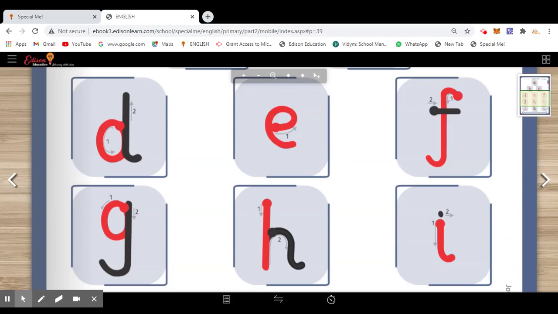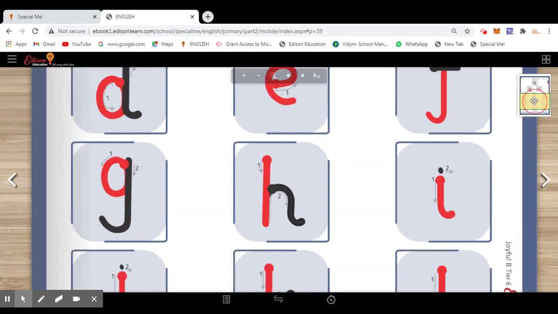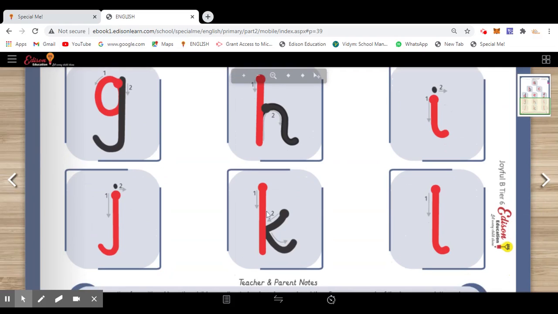So E is a phonic sound of letter I, and now you have to trace it with the help of your finger. And on top of it, you have to make a dot. So this is a letter I, and E is a phonic sound of letter I. Now come to the next letter. Look at here. Which letter is this? This is letter J, and J is a phonic sound of letter J.